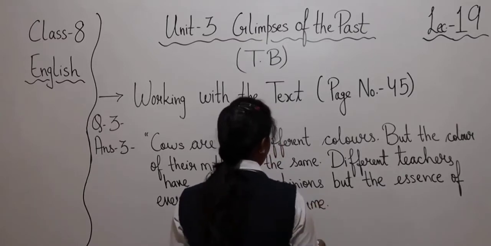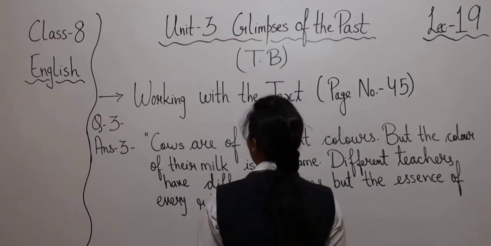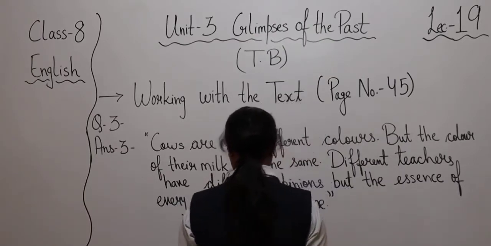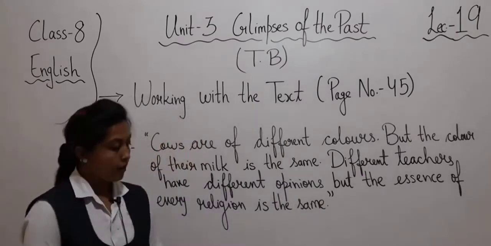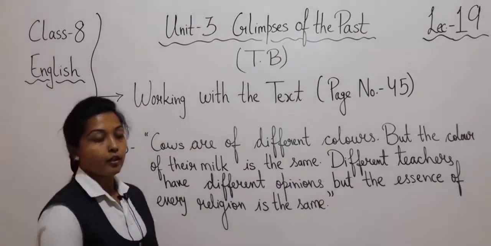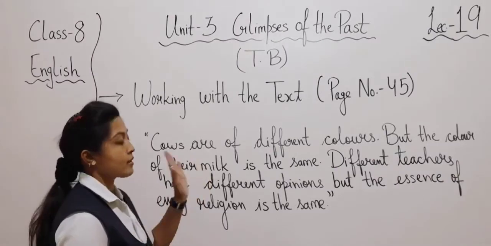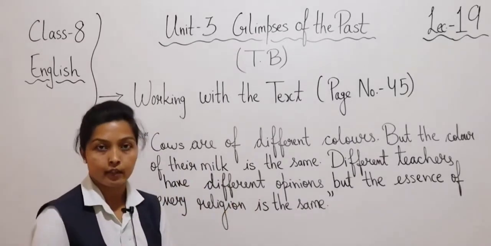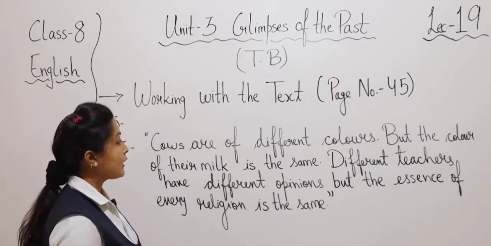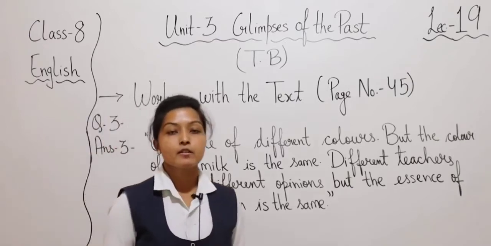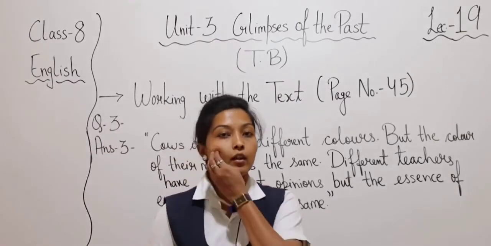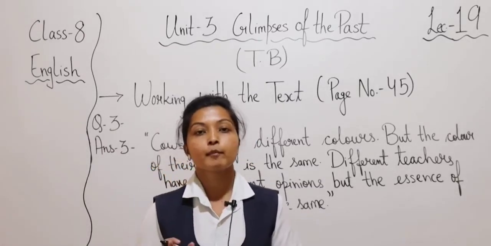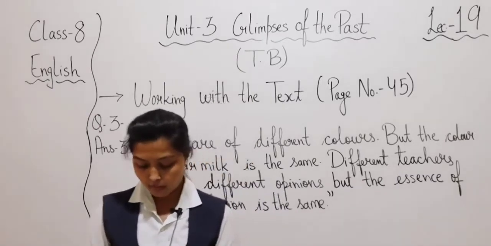So for describing this, Raja Ram Mohan Roy quoted those words. Cows are of different colors, but the color of their milk is the same. In the same manner, different teachers have different opinions and ideas, but the essence of every religion is the same. There is no difference in that. Clear?